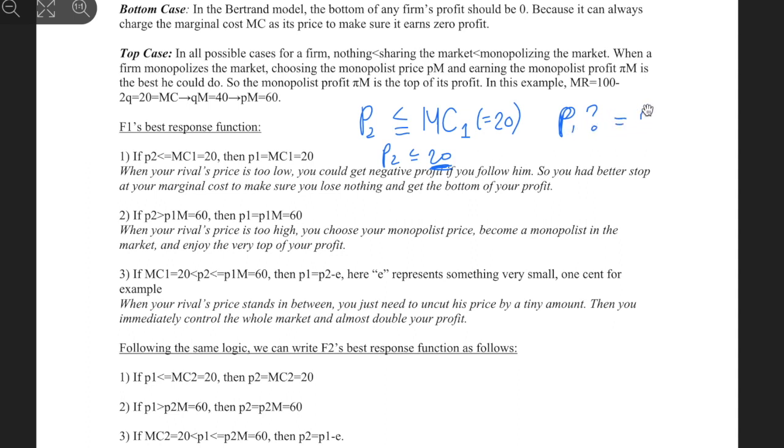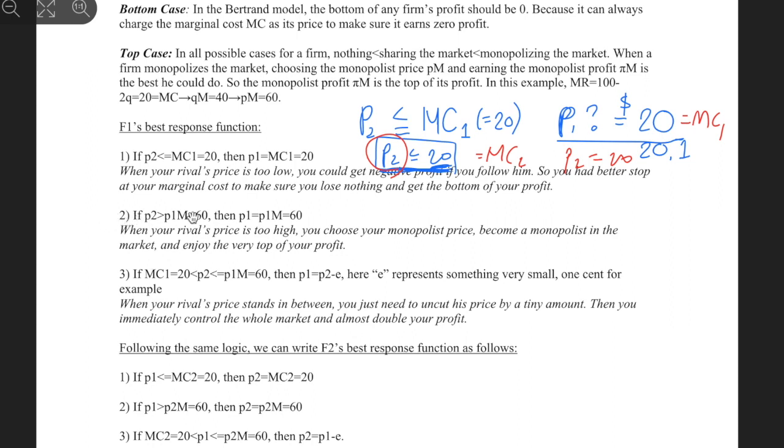So he has to charge $20, because if he charges even 10 cents more, who will win the game? P2 will win the game for sure. So he has to go for the lowest price possible, which is his marginal cost, right? And we know that P2 cannot charge lower than 20 because we have the same marginal cost for 2, also 20. So P1 and P2 will charge the same price of 20, right?